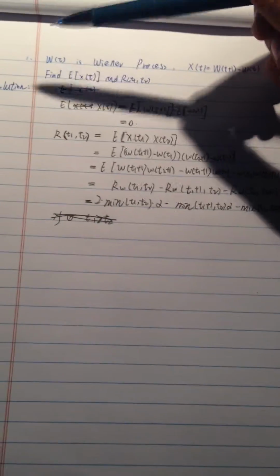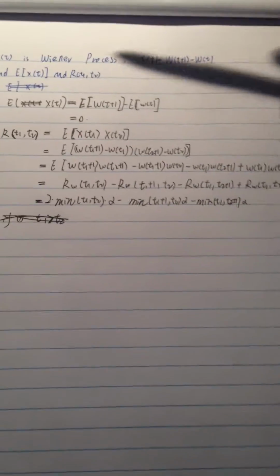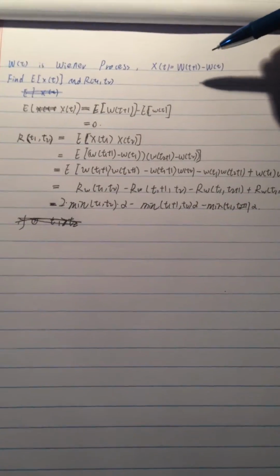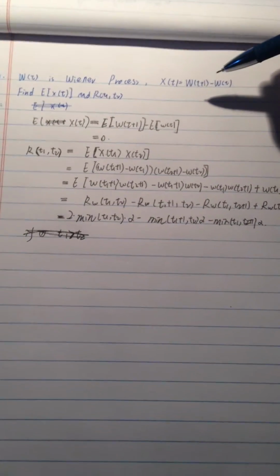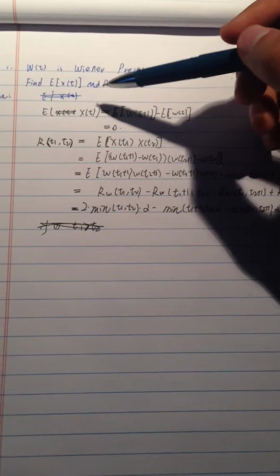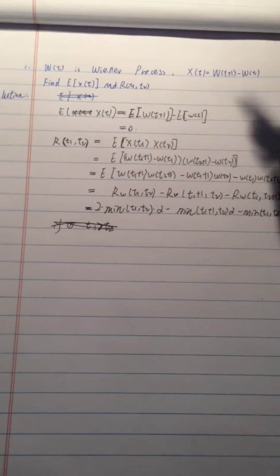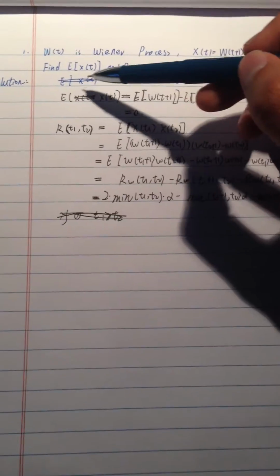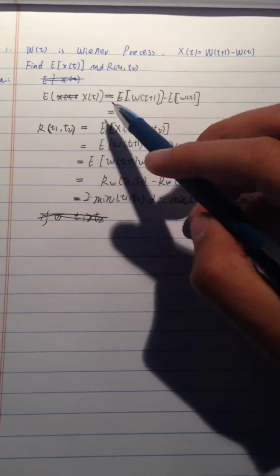And okay, for the first question, W(t) is a Wiener process, and X(t) equals the Wiener process at t plus 1 minus the Wiener process at t. We're going to find the expectation and autocorrelation function.